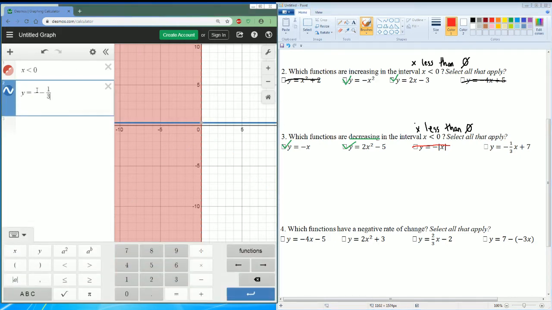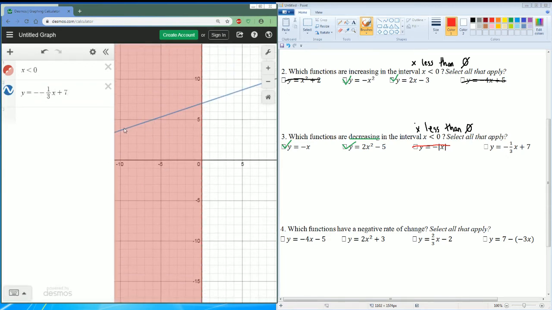Negative 1/3 x plus 7. Is this decreasing? Nope. Looks like it's increasing. So we would say this one is wrong. All right. So these are your two functions that are decreasing.